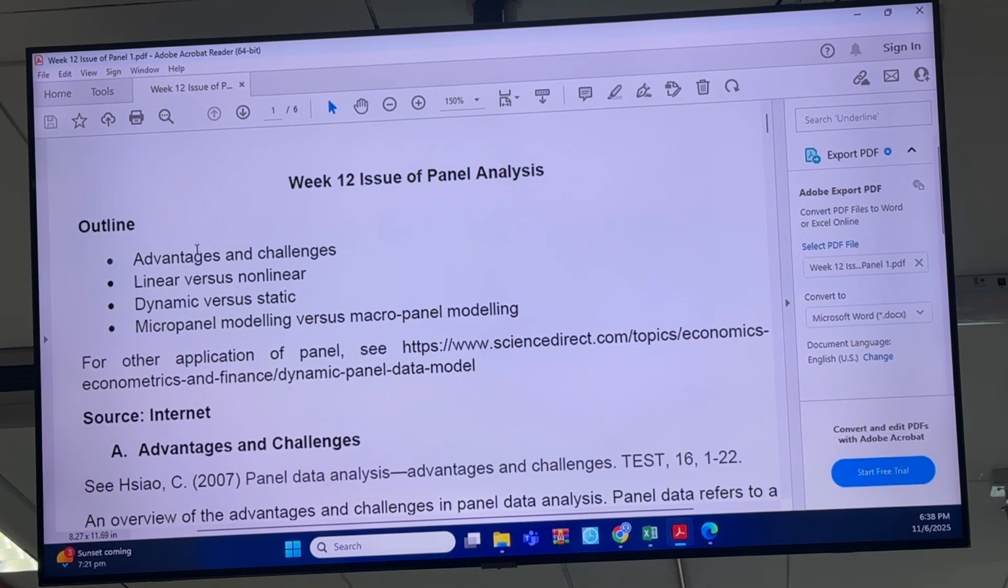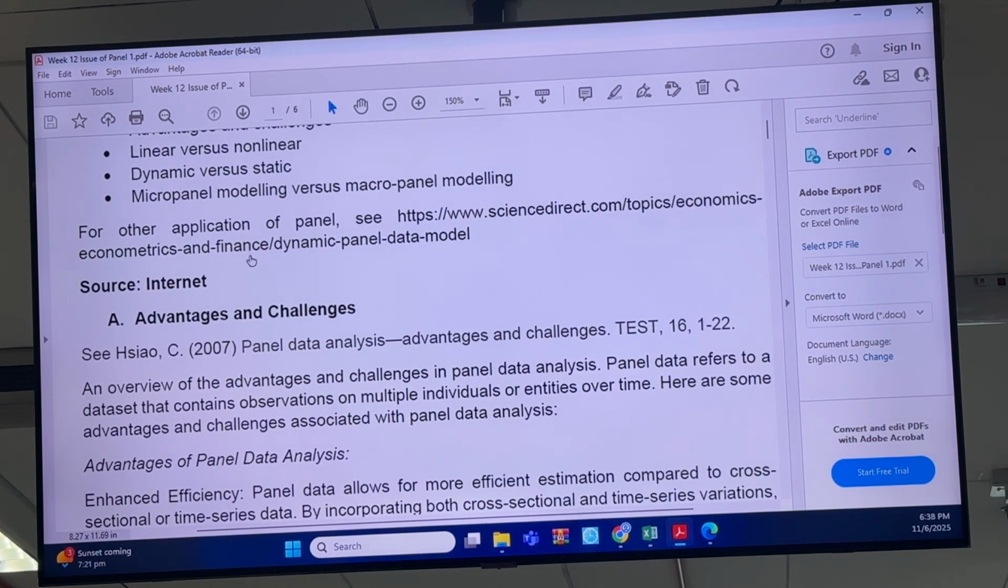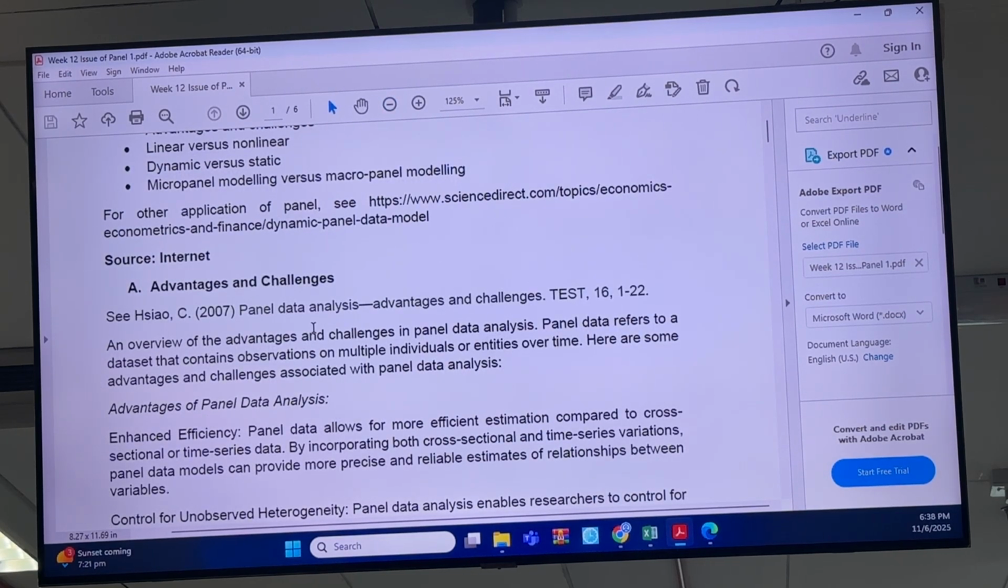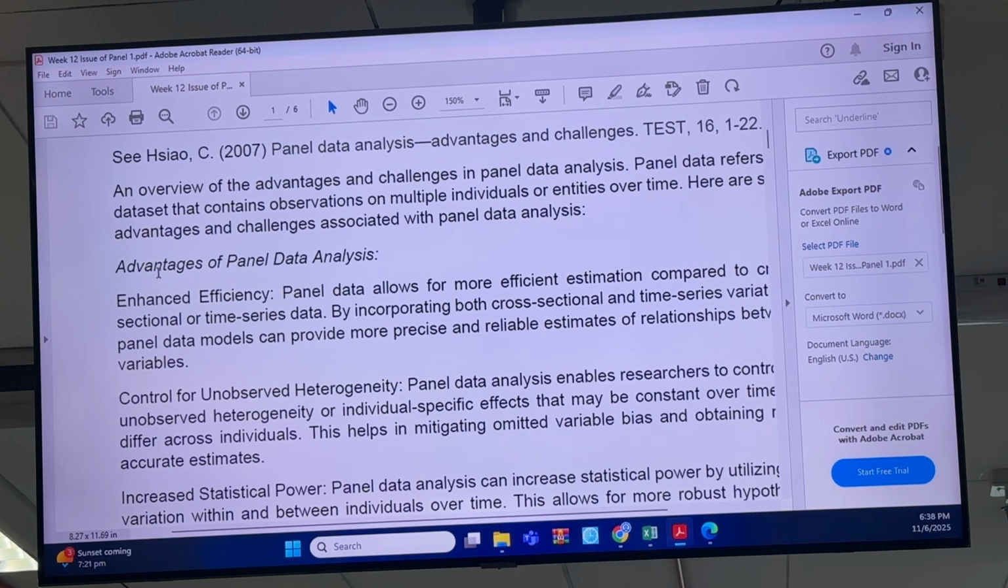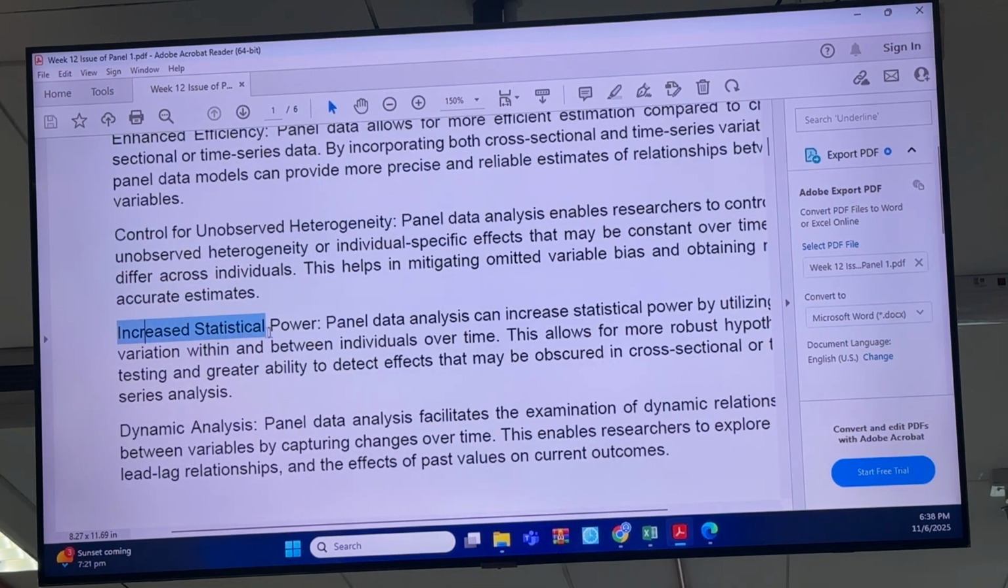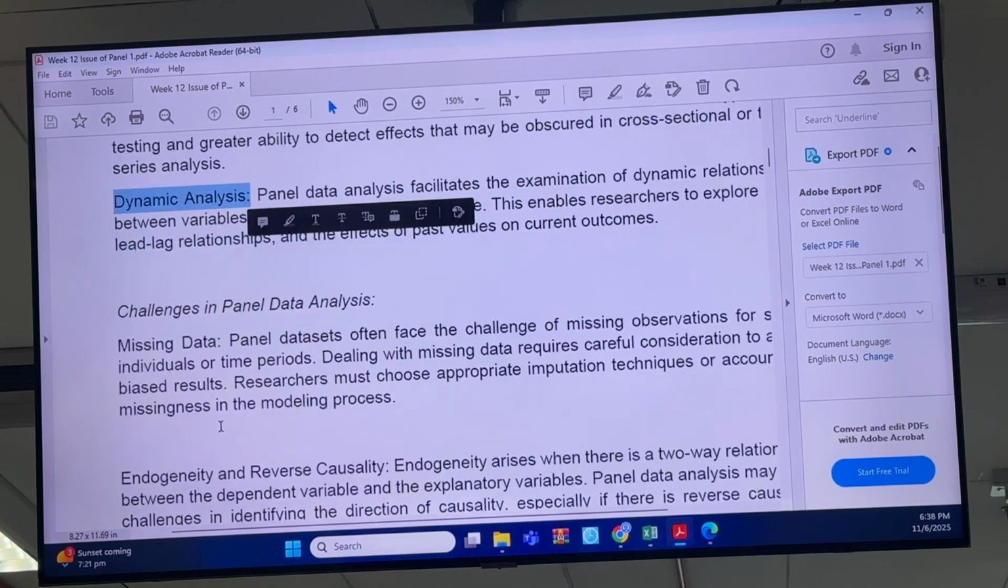So okay, these are the four basic advantages and challenges. I also uploaded the journal articles in the Spectrum for you to refer to. On the advantages and challenges, as we discussed previously, the panel not only enhances efficiency, it can also control for heterogeneity and increase the power of our statistics. It also allows dynamic analysis, for example the ARDL.